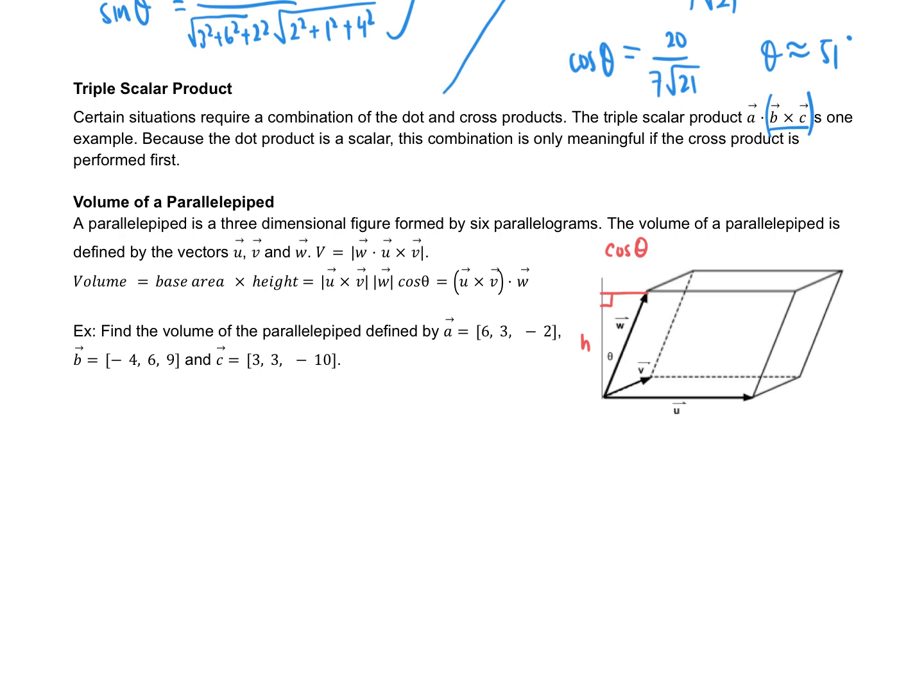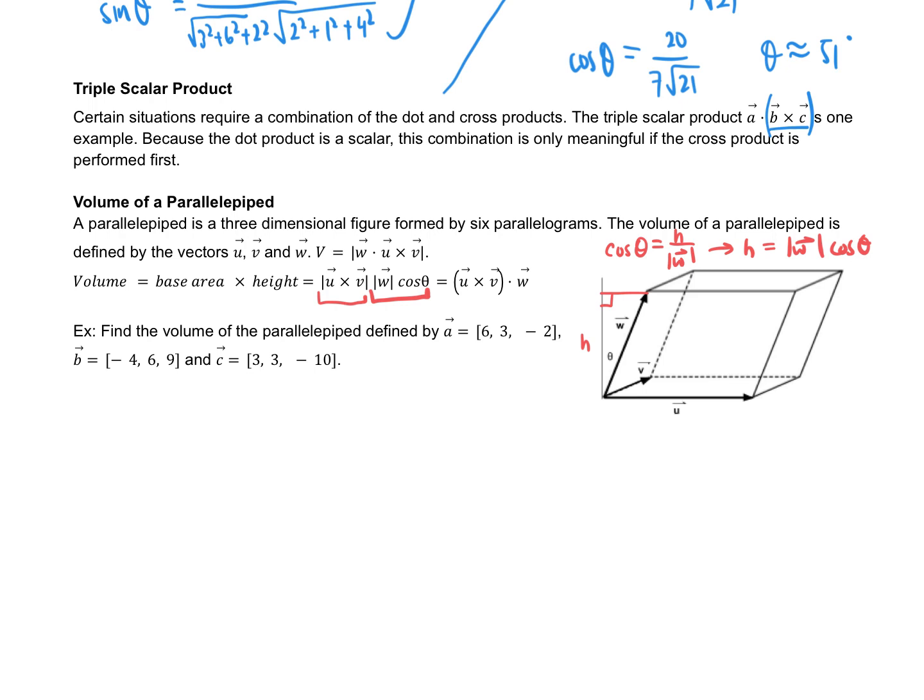So cos theta equals the height divided by the magnitude of w, which means the height would be the magnitude of w times cos theta. Here it is. So there's the base area, and the w cos theta is the height. But what does this look like?